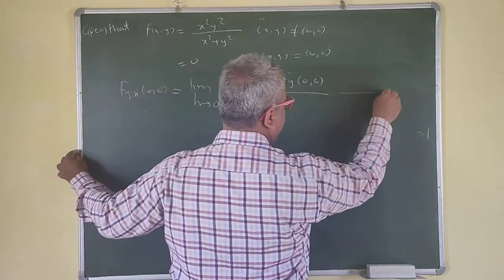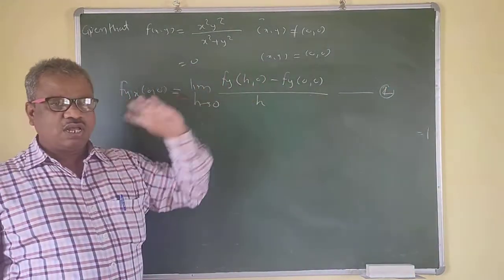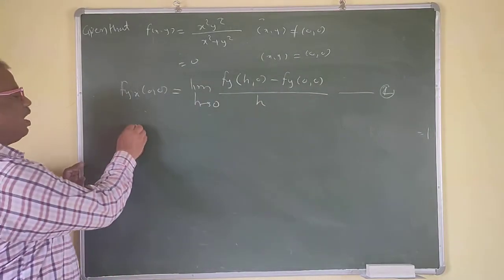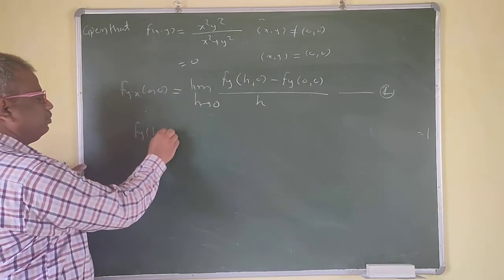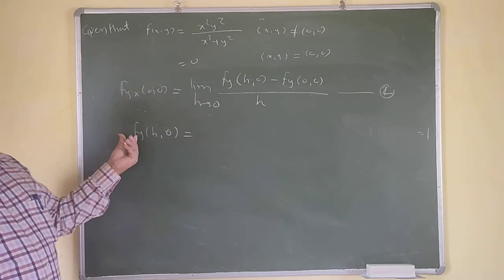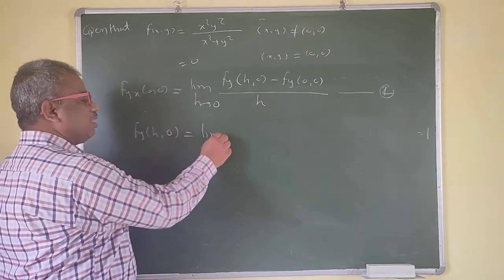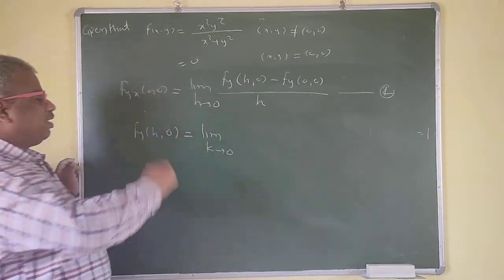Now we cannot evaluate this directly. So we need to find fy(h, 0) and fy(0, 0). So we find fy(h, 0). Now this is fy, so we are differentiating f partially with respect to y. So we take the limit as k tends to 0.